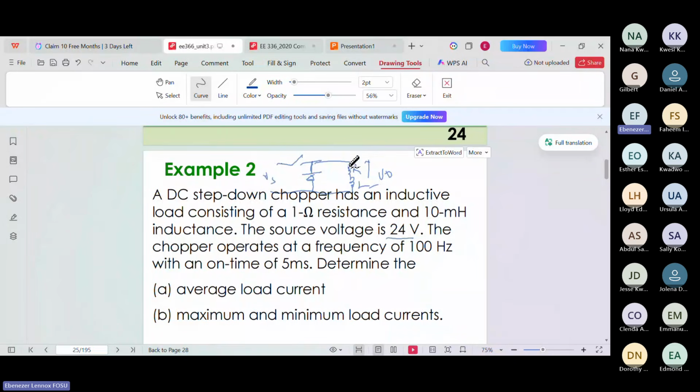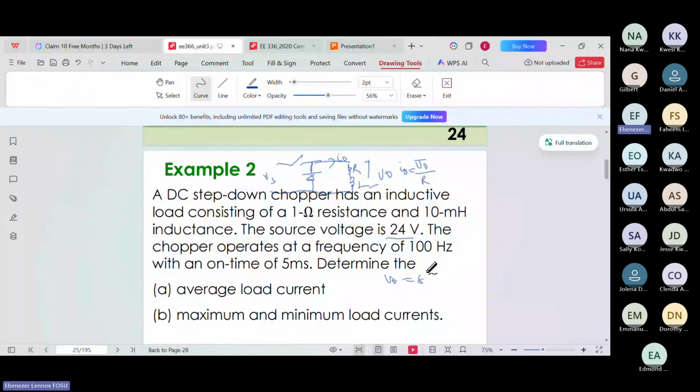The average load current, I naught, is the load current. When we know the average voltage, the average load current is equal to the average output voltage divided by the resistance, because it's the resistance that dissipates the power. So we need to get V naught average. How do we get it? V naught average is the duty cycle multiplied by the input voltage. So what is the duty cycle?